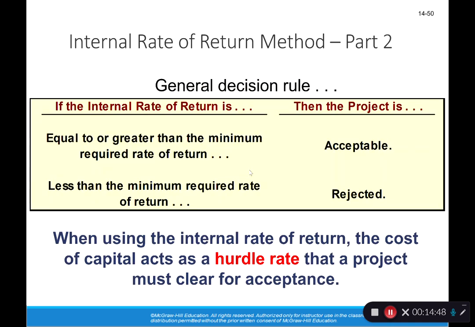Using internal rate of return to make an investment decision means we're comparing that IRR to the minimum. When the internal rate of return is greater than or equal to the minimum, it's acceptable. When the IRR is less than the minimum, it's unacceptable. So when we're using the internal rate of return, the cost of capital acts as a hurdle rate that the project must clear for acceptance. In other words, your IRR has to be greater than or equal to that hurdle rate, that minimum return required by the company.